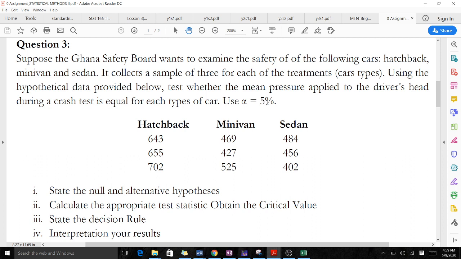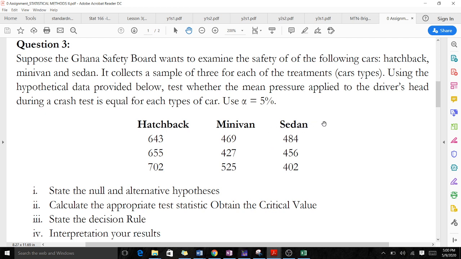or 0.05. So these are the 3 treatments: the hatchback, minivan, and sedan. And these are the 3 samples for each of them. So in all, we have 9 samples. So our n is 9 and our k, which is the number of treatments, is 3.